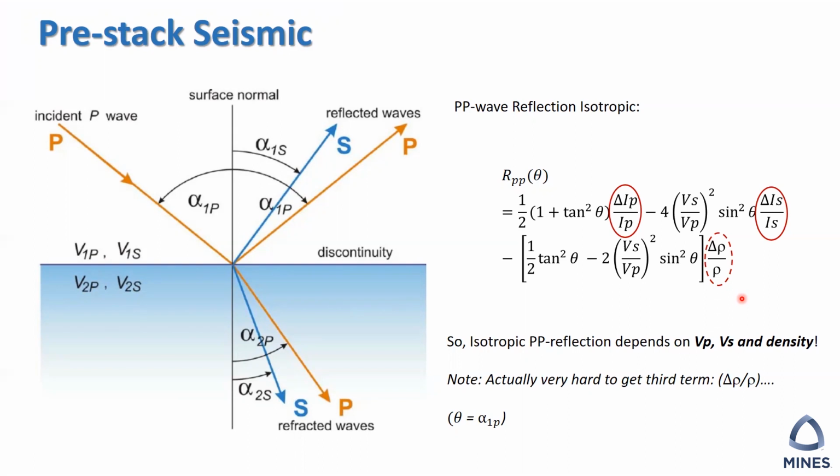So if we can invert for P impedance, S impedance, and density, we would know much more about the rocks and the fluids in them. And this is why we're interested to look at this pre-stack seismic data, or we call it AVO data, amplitude variation with offset data, to try to understand more quantitatively the rock properties and the fluids in the rock properties.